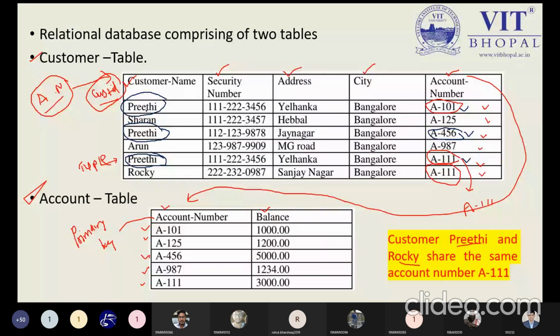Now keep in mind from the account detail, we can say Priti's account 101 has the balance 1000. Priti's account, which is represented by 456, has the balance 5000. And if I go to account number A111, we have the 3000 balance in Priti's account. So Priti is a customer who has three different accounts in her bank. Each account belongs to a different balance value. So we have 1000, 5000, 3000.